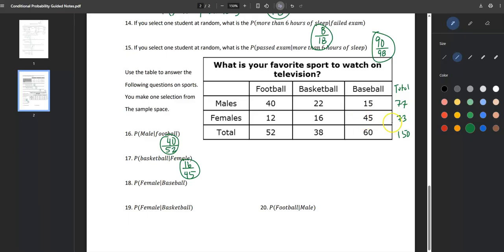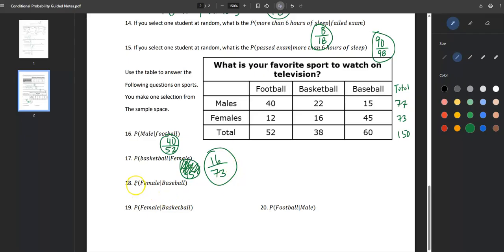Because 45, whoops, sorry, my bad. This is why I wrote those down, sorry. It'd be out of 73, sorry, out of those that were female. Female are 73, and then I look at just the ones that like basketball, which would be 16 as well. Okay?